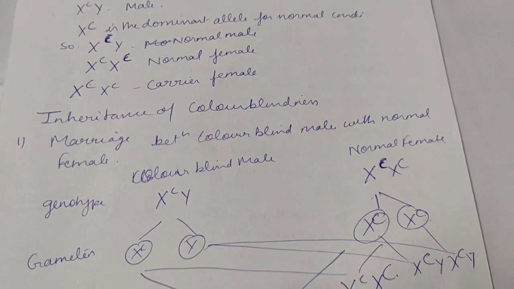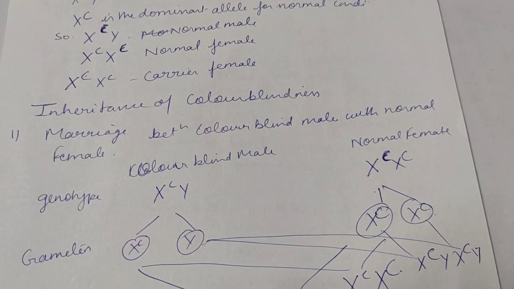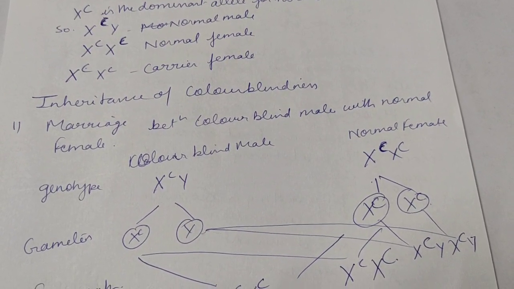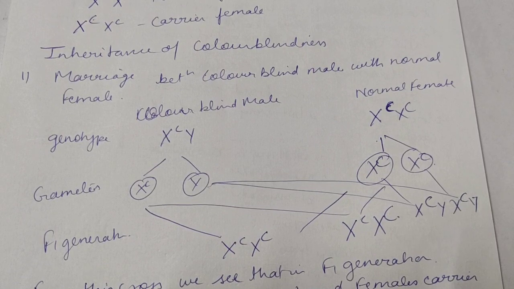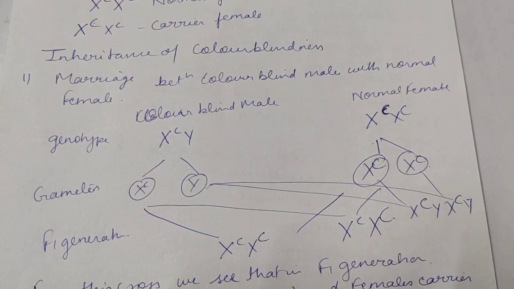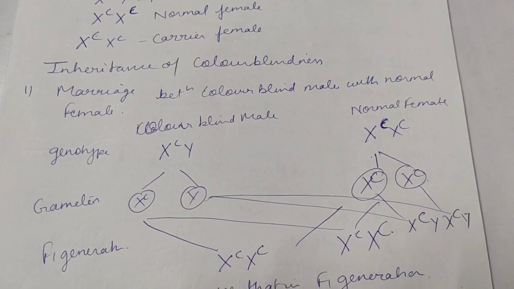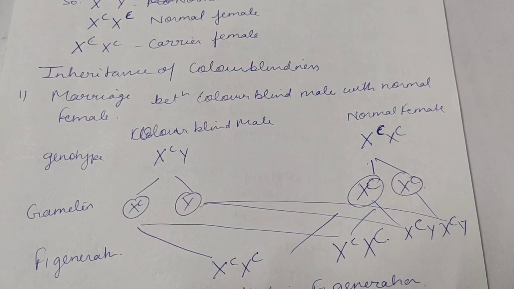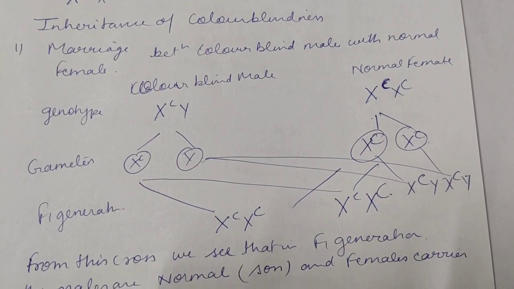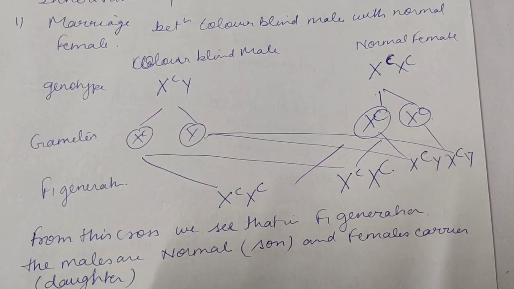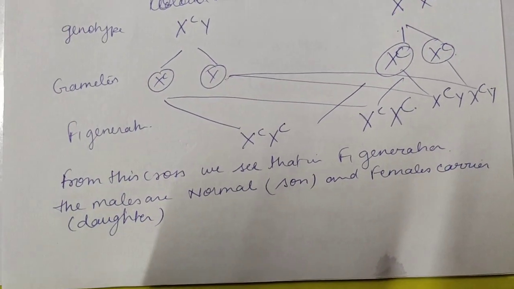When a marriage takes place between a colorblind male and a normal female, what is the genotype? The colorblind male is X small c Y and the normal female is X capital C X capital C. So you will see here X capital C X small c, X capital C X small c, X capital C Y, X capital C Y. The females are carriers and the males are normal. They don't get the disease. Okay.